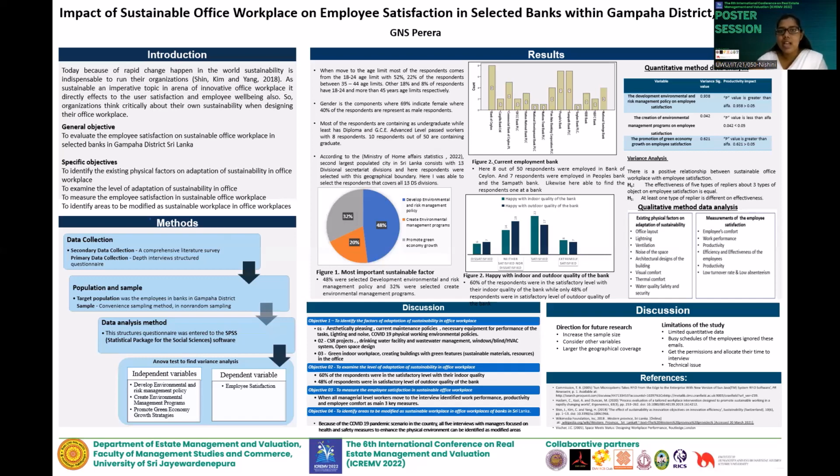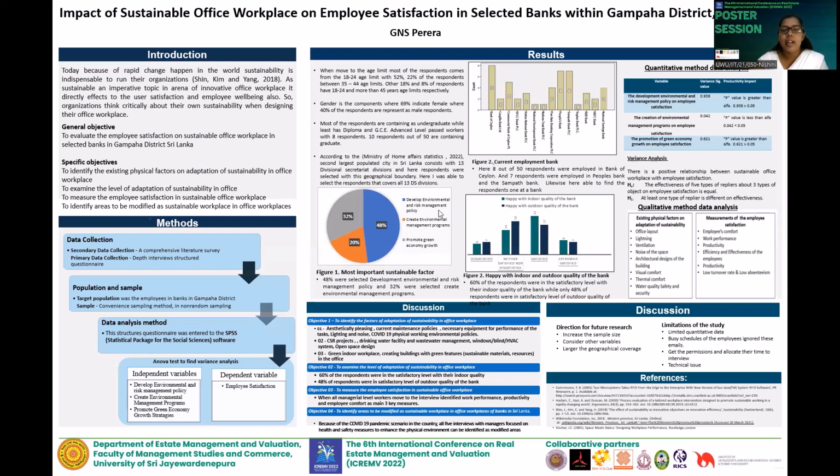There are 3 independent variables: first, develop environmental and risk management policy; second, create environmental management programs; and third, promote green economic growth strategies, while employee satisfaction is the dependent variable. Moving to the results of the research, I could identify an equal distribution of male and female categories, and responses from all age levels. Gampaha district consists of 13 DS divisions, and I could cover all the DS divisions while gathering information, covering 14 banks including government and public banks.